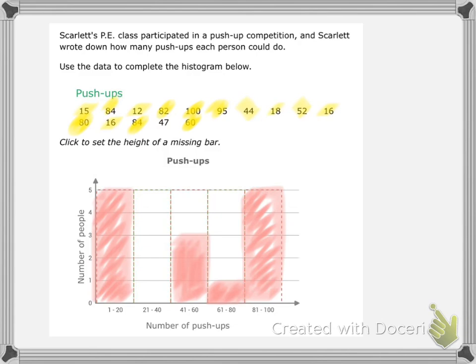And then I notice my strategy of crossing numbers off. I have one number still listed there, 47. That's going to go in this 41 to 60 category. And so I'm just going to color that one more higher. All right, and there we go.